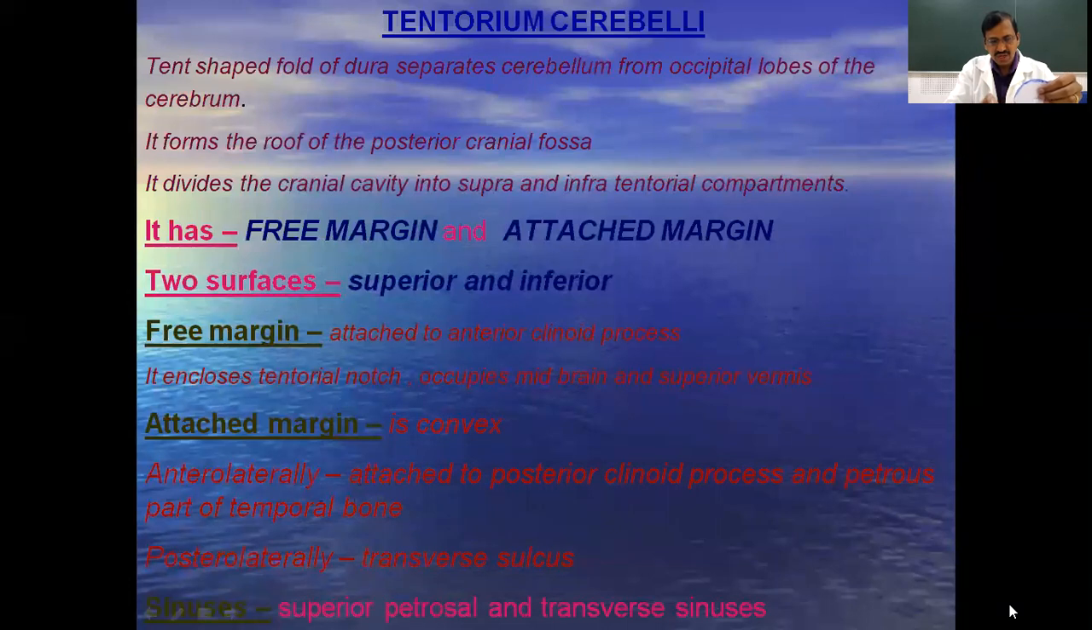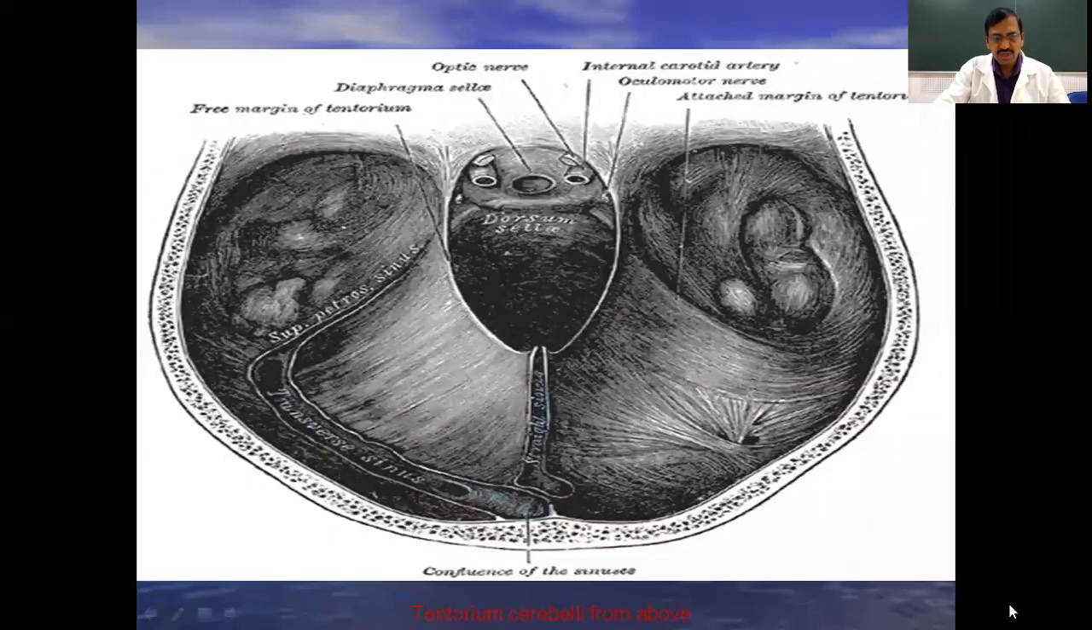This is the area attached to the petrous part of the temporal bone, and in the posterior part it is attached to the occipital bone, and this is called the transverse sinus. These are the two dural venous sinuses present in relation with the tentorium cerebelli. In the middle, at the junction of the falx cerebri with the tentorium cerebelli, it also has relation with the straight sinus. Okay, that is about the tentorium cerebelli.